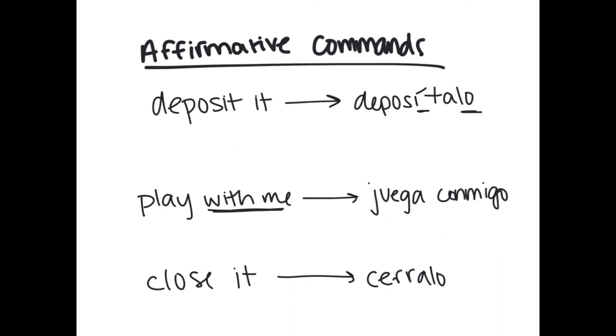For close it, we have ciérralo. We aren't going to need an accent on this one because if we read it as cerralo, even with the lo on the end of it, the stress falls correctly. So that is good, and we aren't going to need the accent for that one. Cierra is the conjugation of close, and then the lo is attached to it.